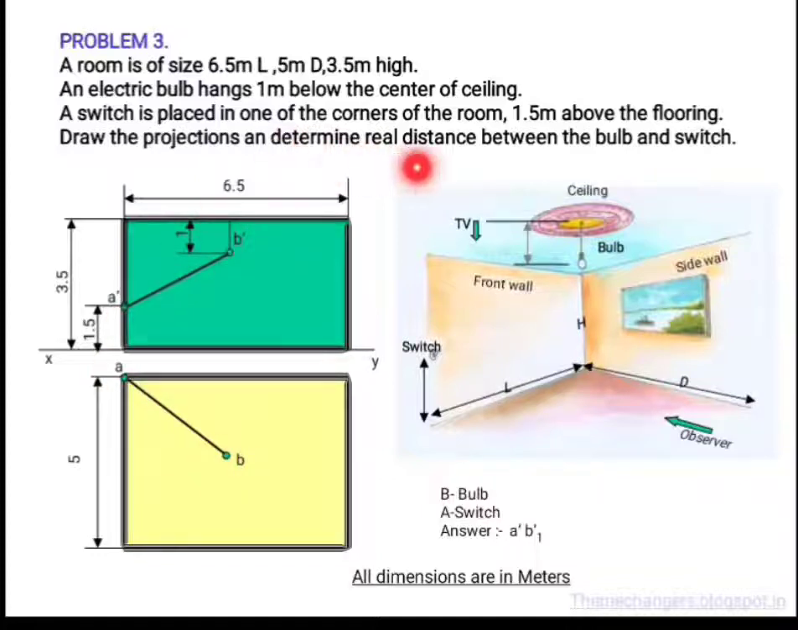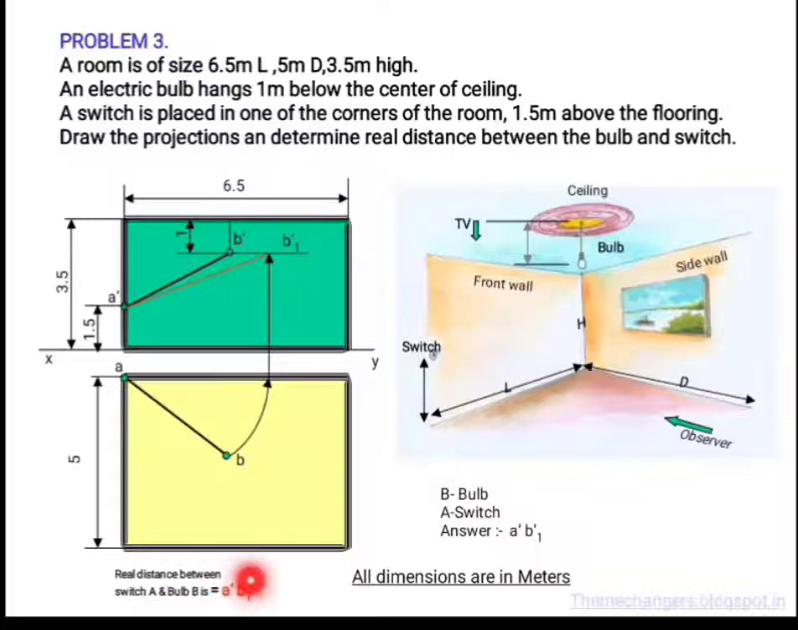You are asked to determine the true length of the line joining A and B. For that, we have to rotate the line AB, make it horizontal, and then I can project it upward to get the intersecting point on the locus line through B dash, and that intersecting point will be B1 dash. Now I can join A dash B1 dash, which will represent the true length of the line which connects the switch and bulb, which is the required answer.